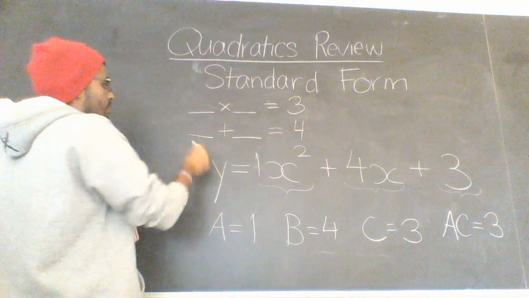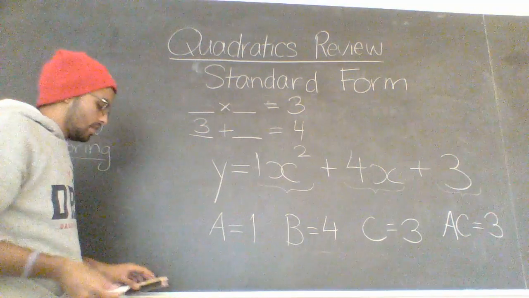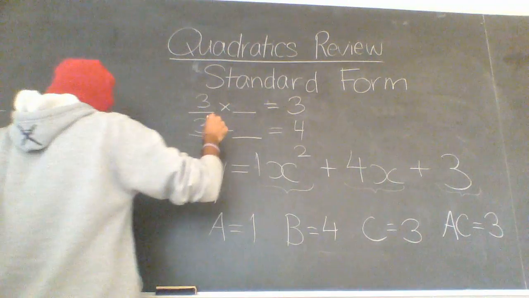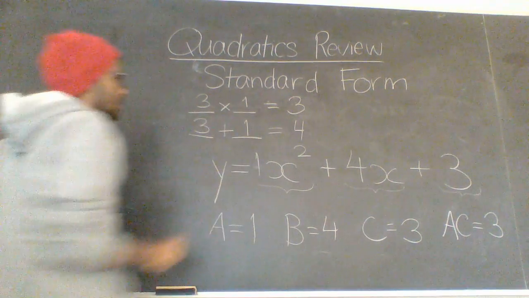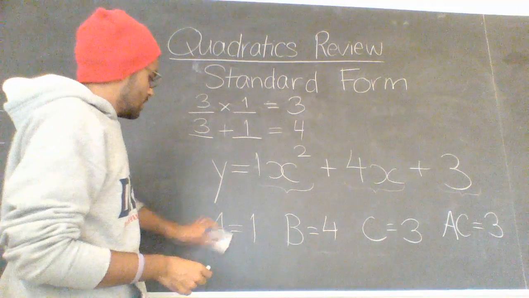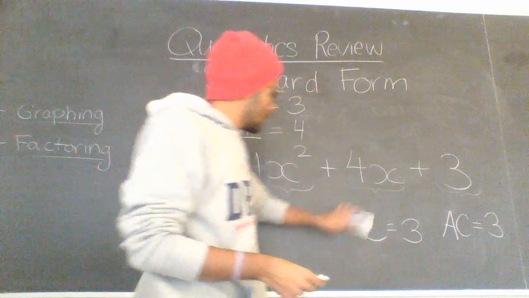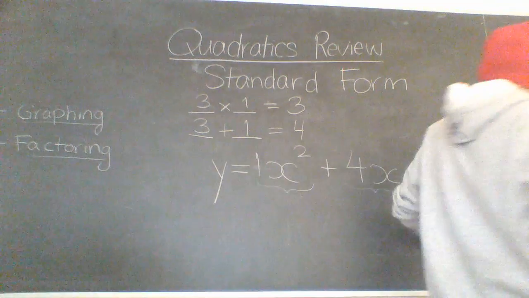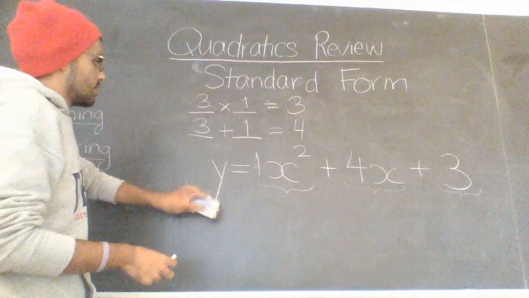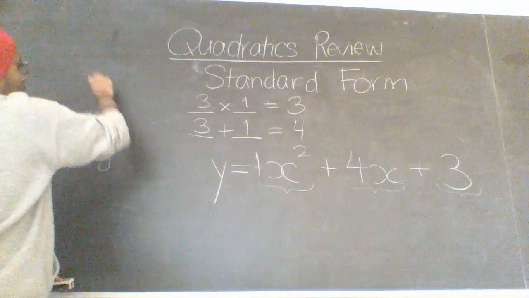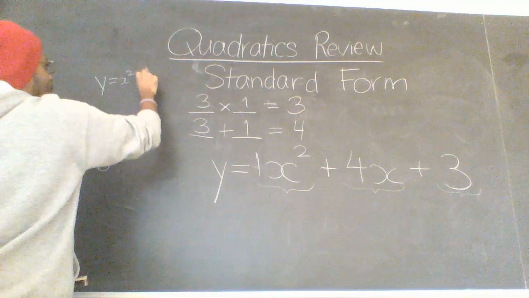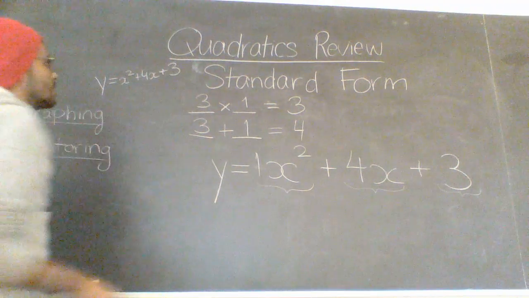And if you haven't figured it out, I'll make it easy for you this time. One of those numbers is 3, and the other one, which should now be very easy for you, is 1. All right, 3 plus 1 is 4, 3 times 1 is 3, all is good. So now I'm going to get rid of some of this. I'll write it up here somewhere small: y equals x squared plus 4x plus 3.